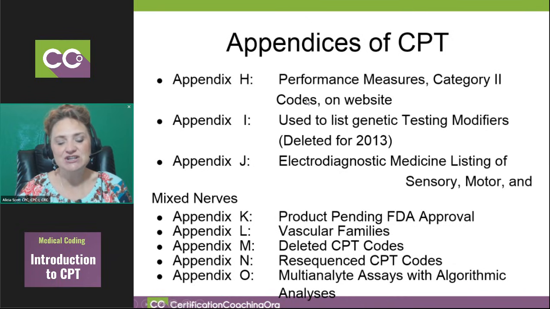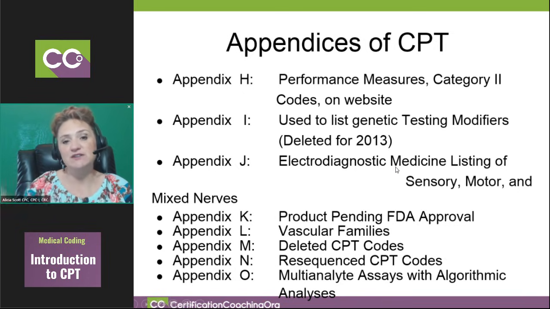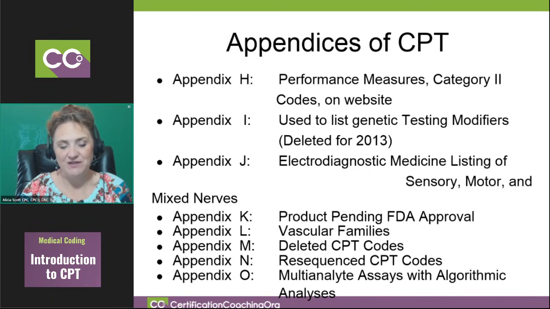So Appendix H is for performance measures. These are category 2 codes, and there's a website that you can go out and look at those. Appendix I was deleted way back in 2013, for genetic testing modifiers, but they still have it in here. They don't skip the letters. Appendix J is electrodiagnosis medicine listings, and then Appendix K is products pending FDA approval.